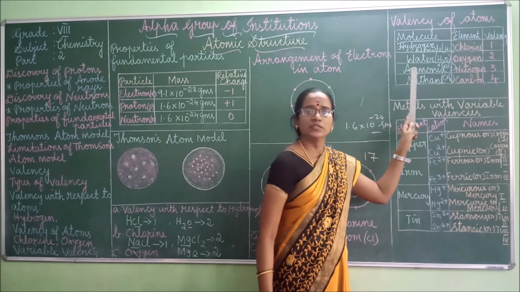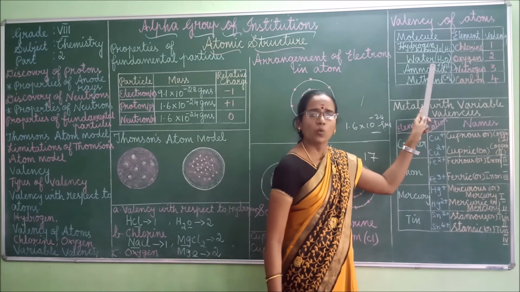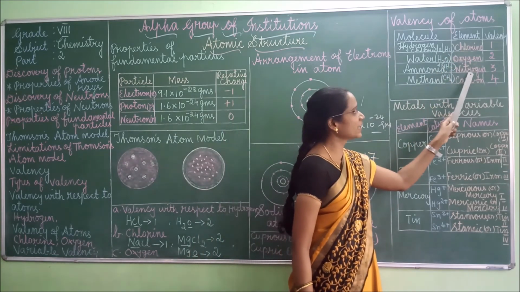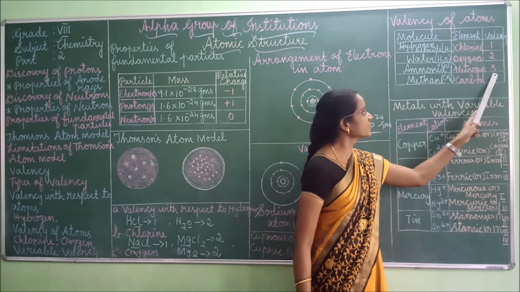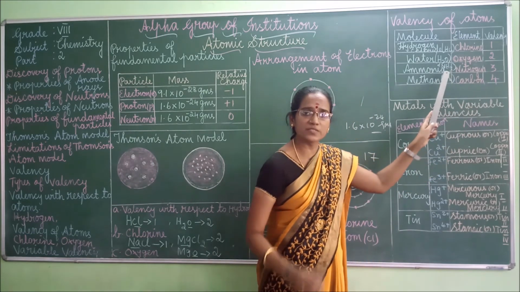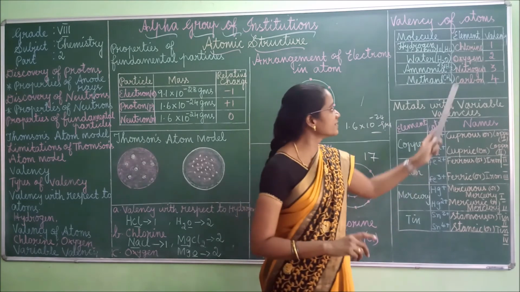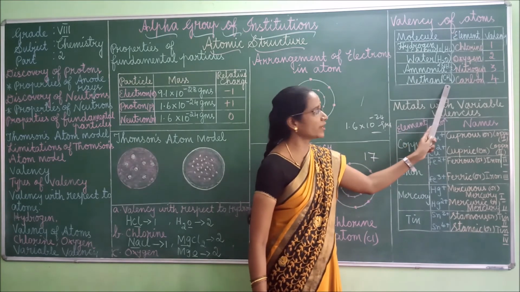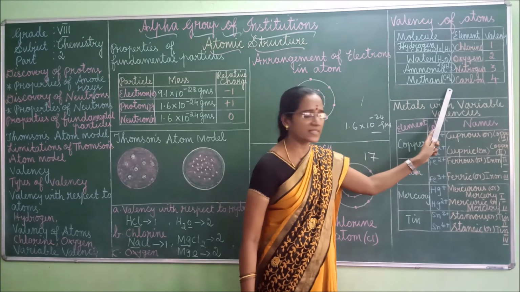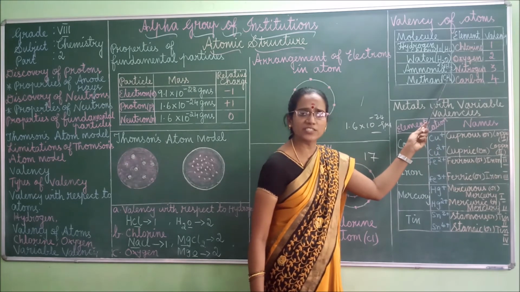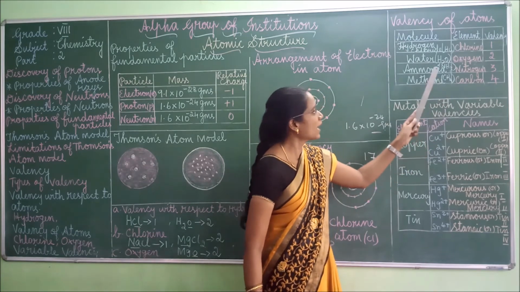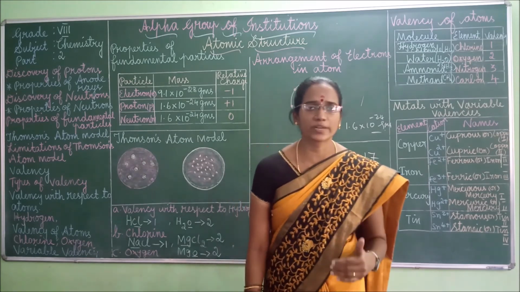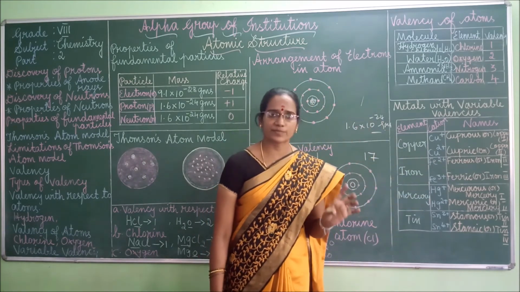Next one, ammonia, that is nitrogen as well as hydrogen. One atom of nitrogen combines with 3 atoms of hydrogen, and its element is nitrogen. Valency is 3. Why? Because one atom of nitrogen combines with 3 atoms of hydrogen, so the valency of nitrogen is 3. The next one is methane. Methane formula is CH4, carbon as well as hydrogen atoms. Here one carbon atom combines with 4 hydrogen atoms, and the element is carbon, so its valency is 4. Like that you have to calculate the valency of atoms, right children?